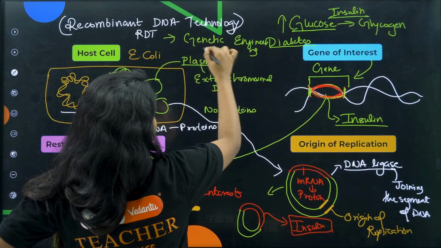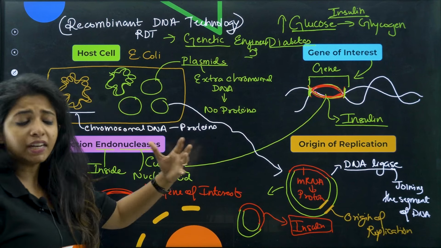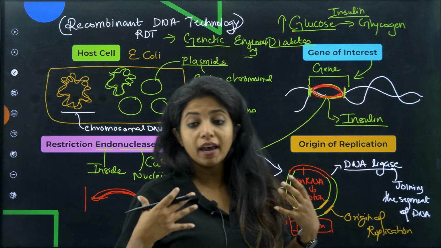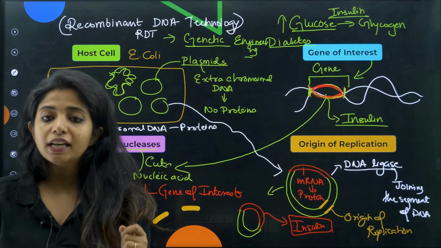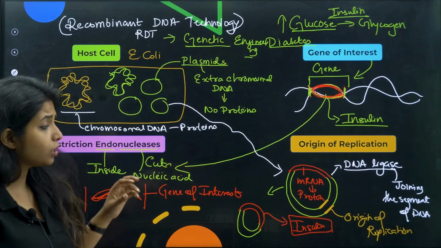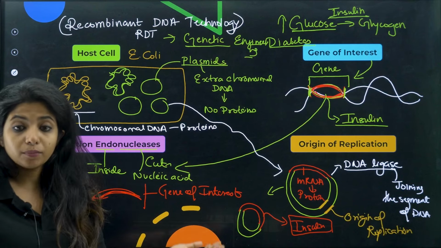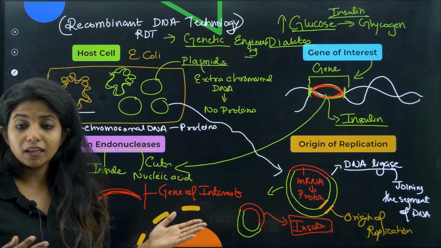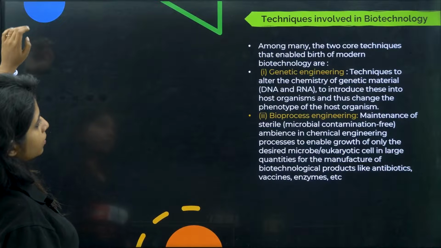You also call this process genetic engineering, my dear children, because you are involving genes over here, and engineering because you need human help to do a lot of things. That is why it is known as genetic engineering. Recombinant DNA technology, why? Because you are combining two different types of DNA for your own good and bringing out something else. So that is why it is recombinant DNA technology, or RDT.